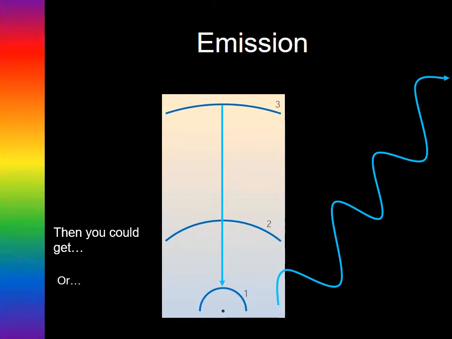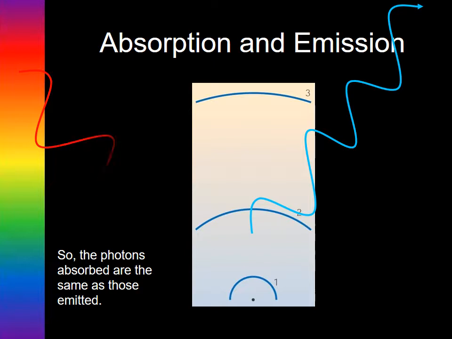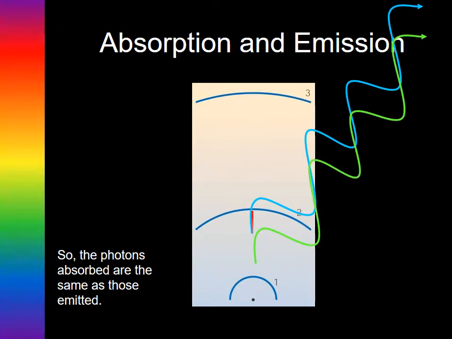But the key thing here is the exact same colors you absorb are the exact same colors you can emit. So the photons absorbed are the exact same as those you can emit. If you get a sky blue in, you can get a sky blue out. If you get a fire engine red in and a lime green in, you can get a lime green out and a fire engine red out. Same colors in, same colors out.